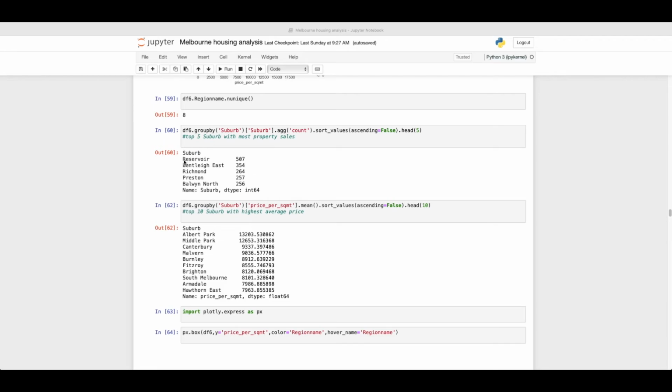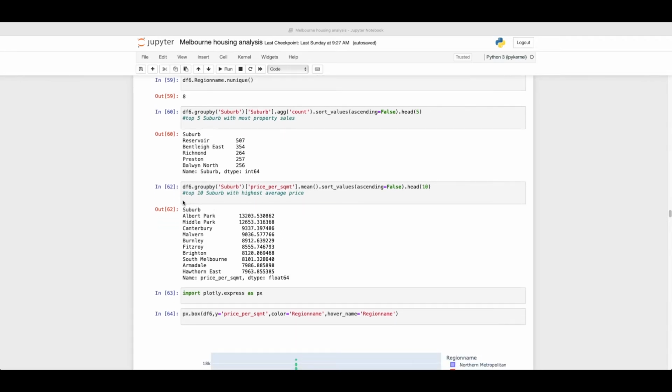So these suburbs are the top 5 suburbs with the most property sales, and then I count the top 10 suburbs with the highest average price. Albert Park and Middle Park are the top 1 and 2.